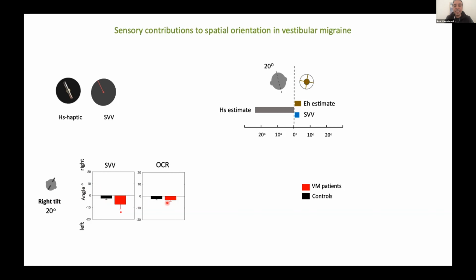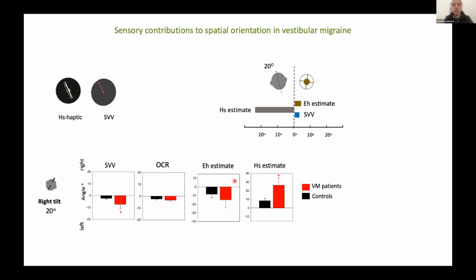When we measured head estimates using our haptic task, there were larger head estimates in patients compared with controls, but the eye estimate was not different. So these findings suggest that overestimation of the head position could be the source of larger errors of spatial orientation in patients with vestibular migraine.